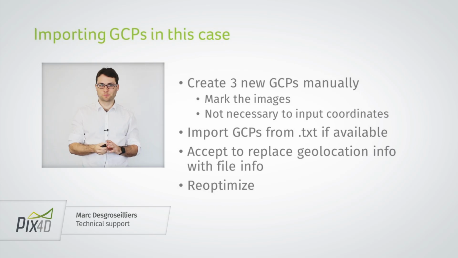So you create these 3 GCPs, and then if you have more GCPs in a text file, you can import the text file at this point. If you have GCPs that have the same name, the software will ask you which of the 2 pieces of information you want to keep, and you should keep the information from the file. Then you can re-optimize your project. The software will change the altitude, and now your project will have the correct altitude. The blue crosses are going to line up with your project, and it will be easy to mark the rest of the GCPs in the images.